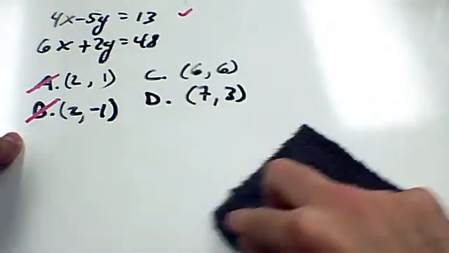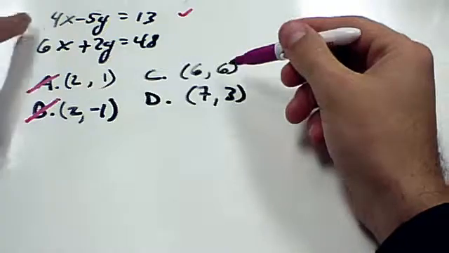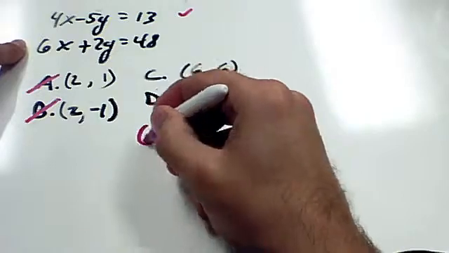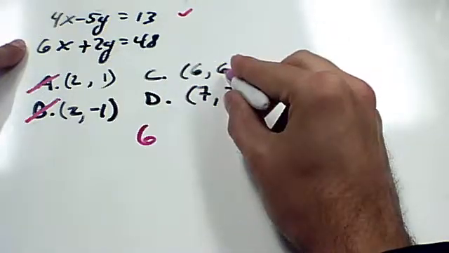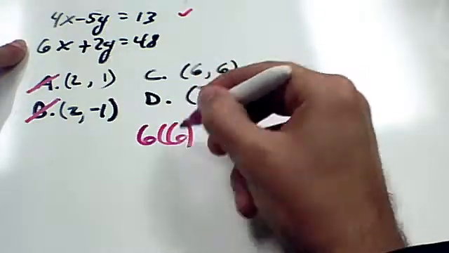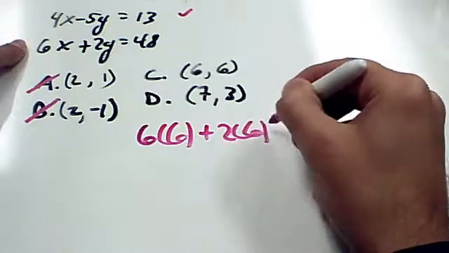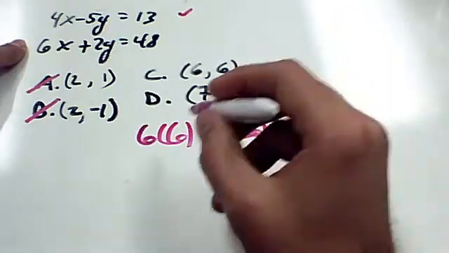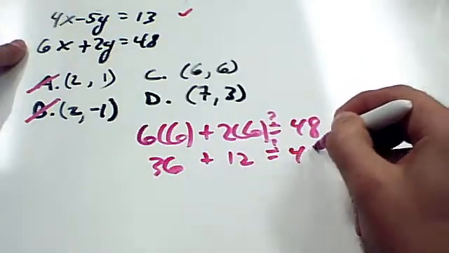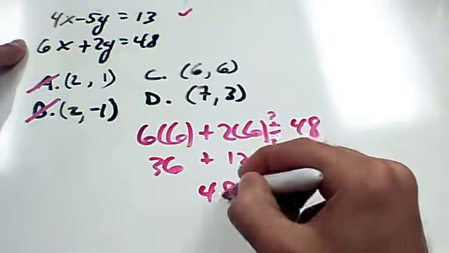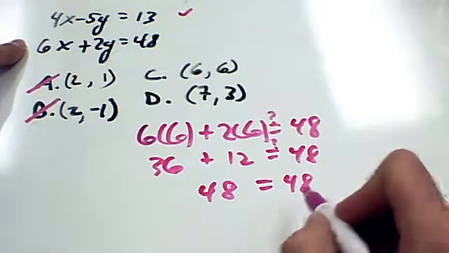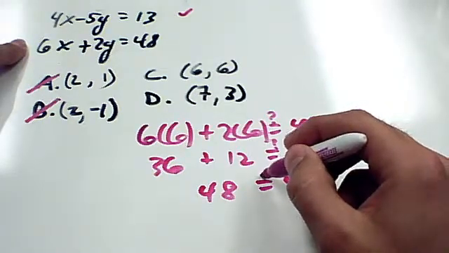Okay, let's try C then. We don't have to start with the first one. We can start with the second one. So let's see here. 6 times, I'm now using my x and y for letter C, that is. So 6 times 6 plus 2 times 6. Does that equal 48? Well, that's going to be 36 plus 12. Does that equal 48? And 36 plus 12 is, in fact, 48, and you can plug that into a calculator if you're not quite confident. But 48 is 48, and so that is a true statement.